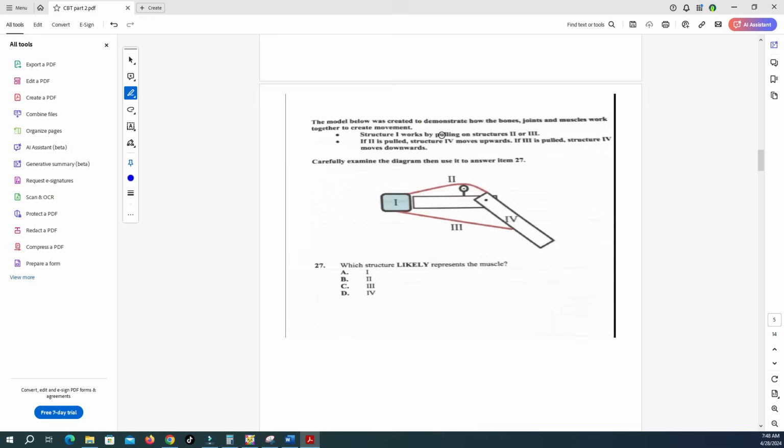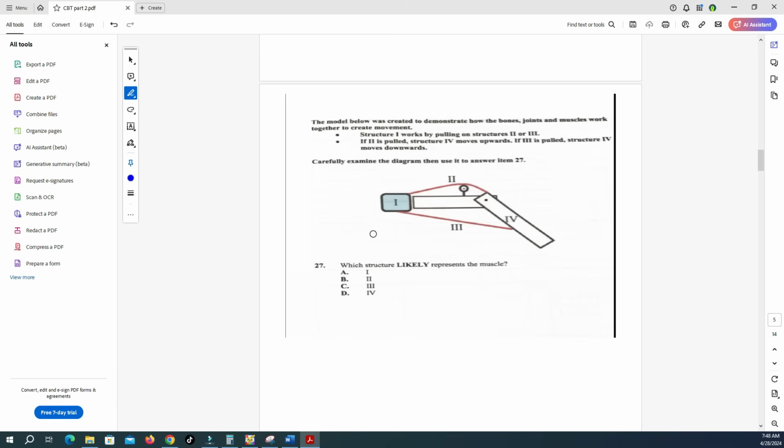So the model below was created to demonstrate how the bones, joints, and muscles work together to create movement. Structure 1 works by pulling on structure 2 or 3. If 2 is pulled, structure 4 moves upward. If 3 is pulled, structure 4 moves downward. Carefully examine the diagram, then use it to answer item 27. So here's structure 1, structure 3, structure 4, this is 2. Okay, so which structure likely represents the muscle?